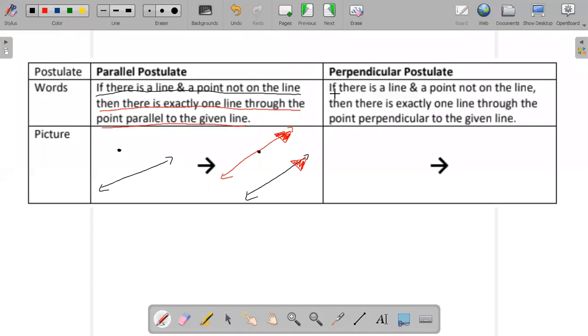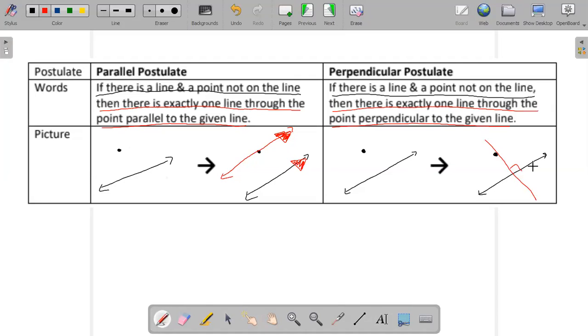The next one says if there is a line and a point not on the line, it starts the exact same way. If there's a line and a point not on the line, then there is exactly one line through the point perpendicular to the given line. So I'm going to again draw the same thing, same picture. And then I have my perpendicular line, which is going to go like this, and it would make a right angle.